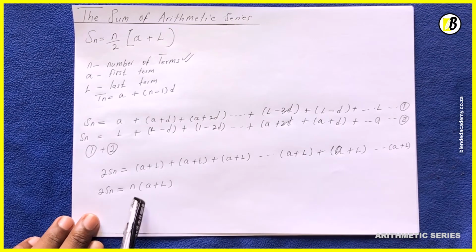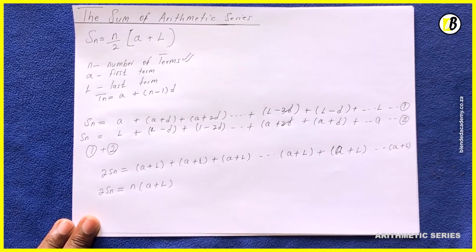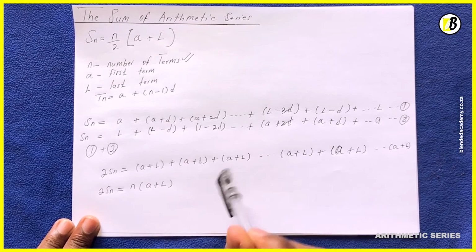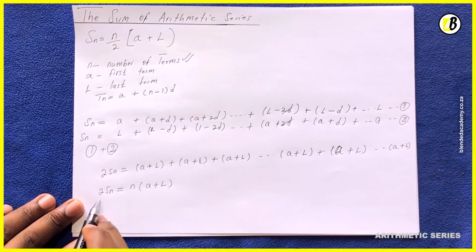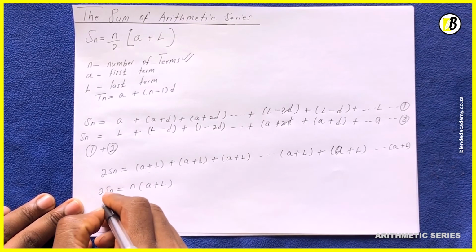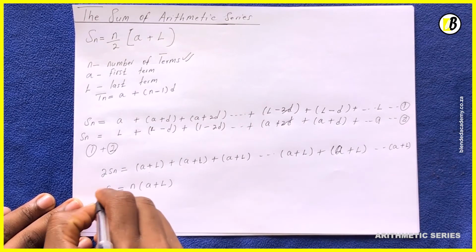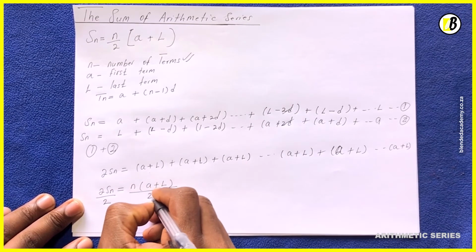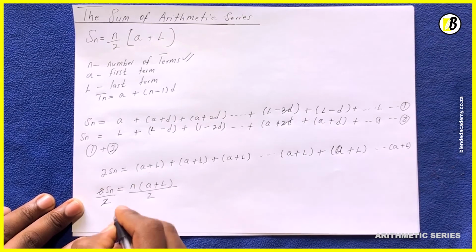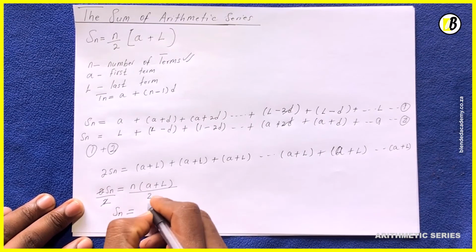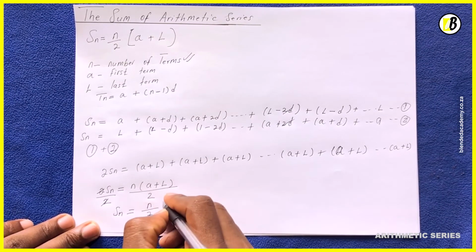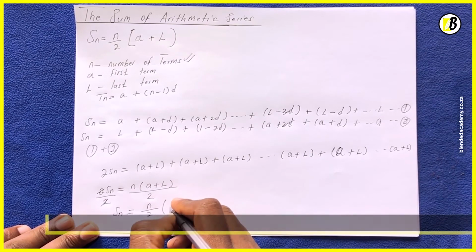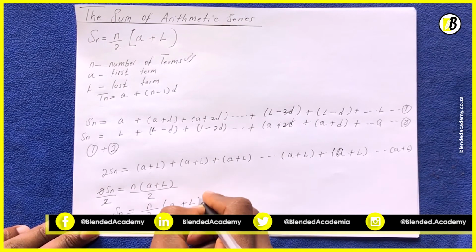Now, look here. Why are we multiplying by n? We said this is for the nth term. If we wanted to represent this by numbers, as I said, we would multiply by 5 since there are 5 terms, right? So, for us to remain with Sn, we're going to divide both sides by 2. 2 and 2 will cancel with each other. We're going to be remaining with Sn is equivalent to n over 2, open bracket A plus L.